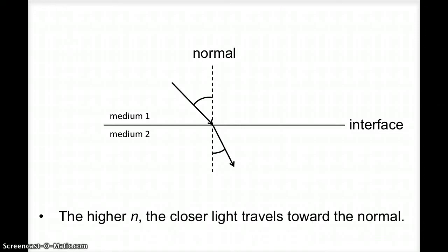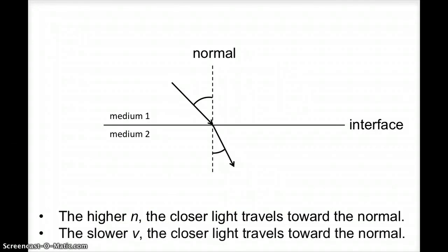Two rules help us solve problems. The higher the value of n, the closer light travels to the normal. The slower the speed, the closer light travels toward the normal.